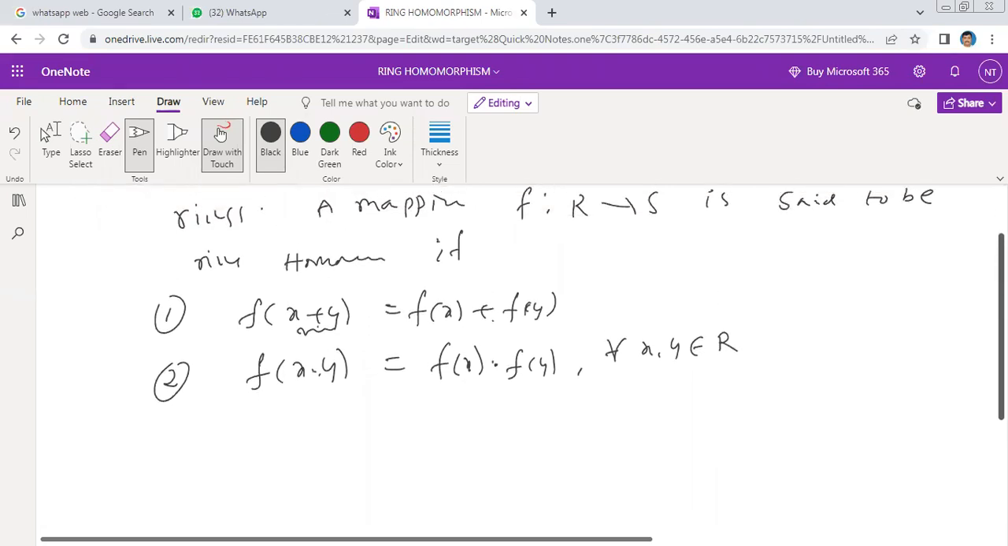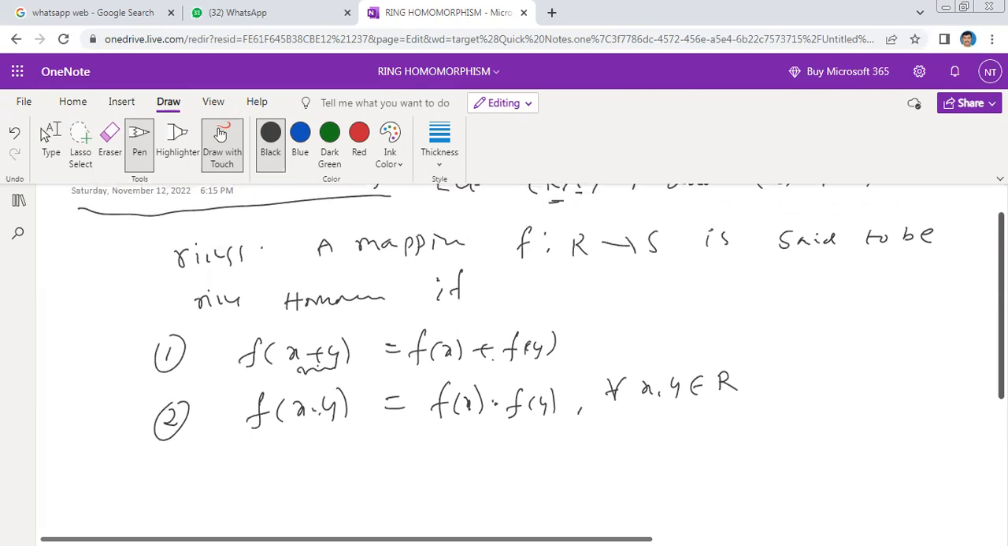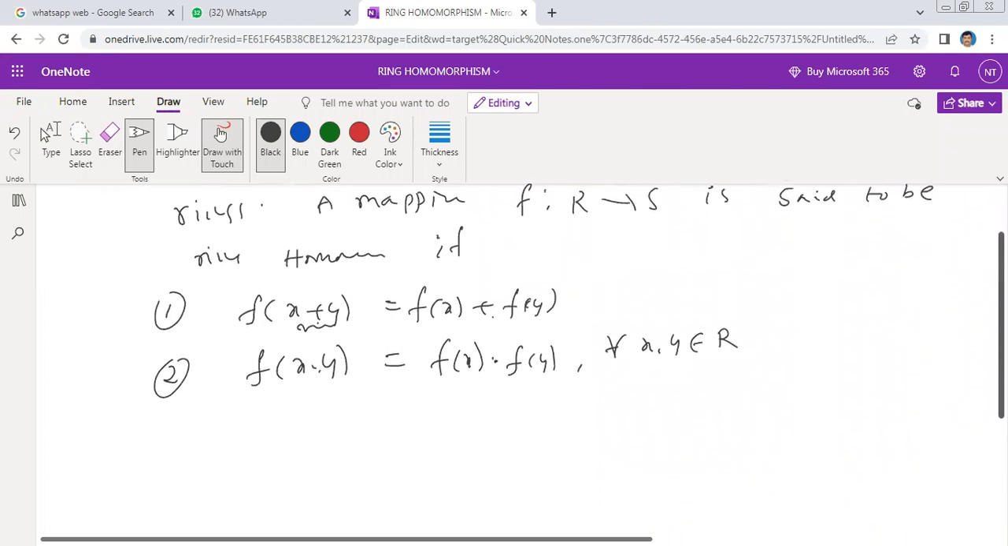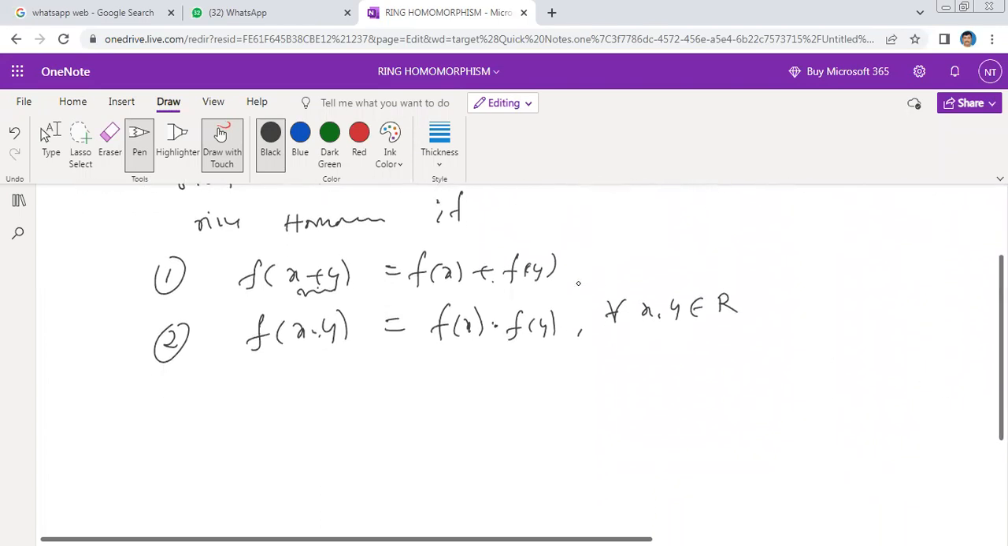Whereas in group homomorphism, it satisfies only one condition. If R and S are two groups under multiplication, f of xy is equal to f of x into f of y. Based on groups, only one condition is satisfied, and we say it is a group homomorphism. Already we discussed in group homomorphism whether a given mapping is a homomorphism or not, an isomorphism or not, and how many homomorphisms are possible from Z to Z.